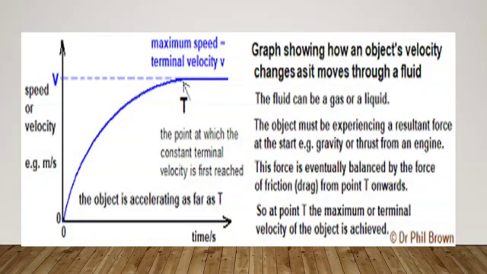The graph shows how an object's velocity changes as it moves through a fluid. Remember, the fluid can be a gas or a liquid. The graph shows the object must be experiencing a resultant force at the start, like gravity or thrust from an engine. This force is eventually balanced by the force of friction or drag from point T onwards. The maximum or terminal velocity of the object is achieved at point T.